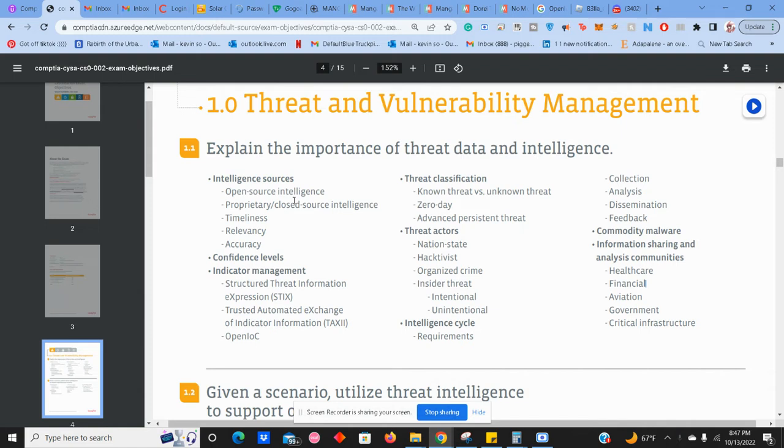Step 1.1 explains the importance of threat data in intelligence. The intelligence sources are open source intelligence and proprietary source intelligence. The key facts you need to know about intelligence sources are relevancy, timeliness, and accuracy. Confidence levels are something you use to measure how confident you are based on the information given.